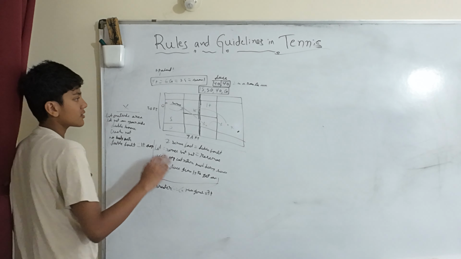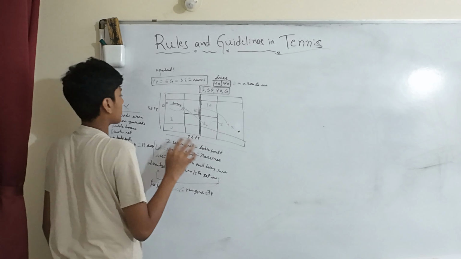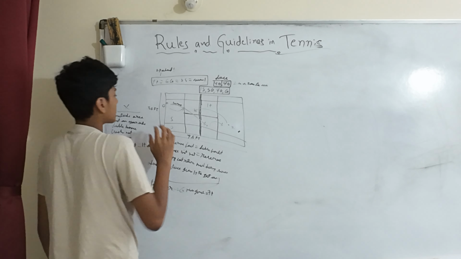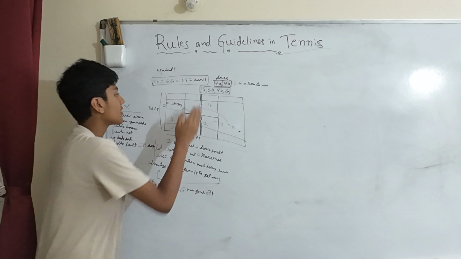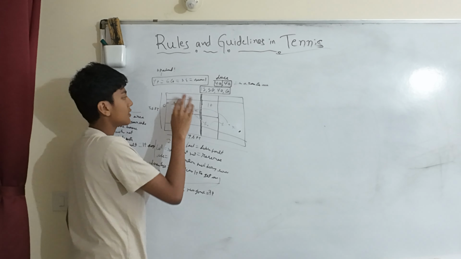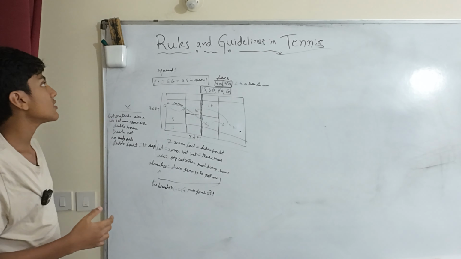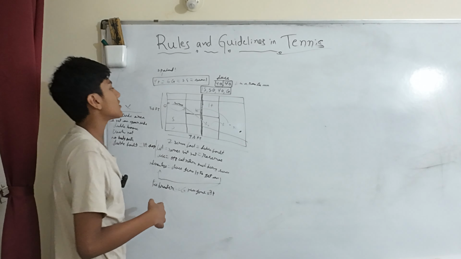Tennis takes place on a court which is 78 feet in length and 36 feet in width. There's a net in the middle with a few other things. So we're going to be looking at the rules and guidelines of tennis. Okay, so how is tennis played?